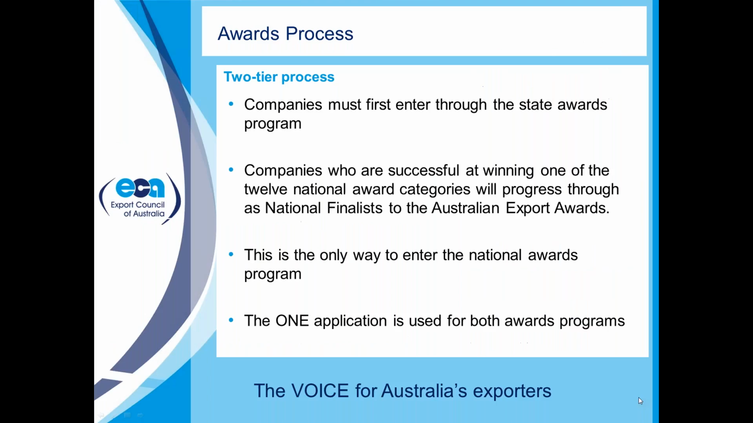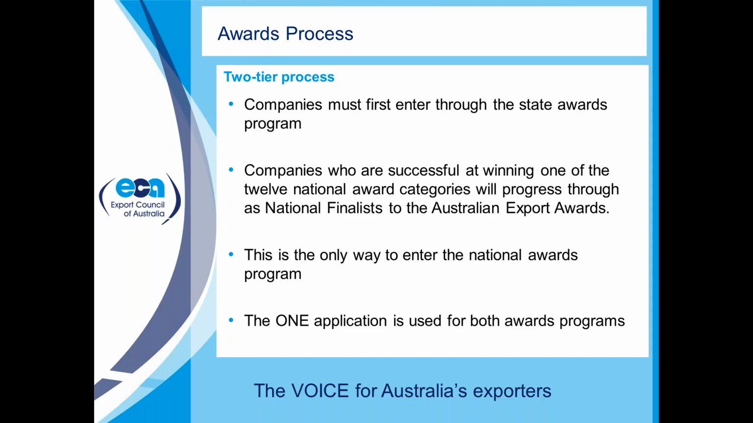First of all, I'd just quickly like to run through how this program works for those of you that are new to the program. It is a two-tier process. This program runs simultaneously across every state and territory in Australia. There are 12 industry-specific categories, which I'll talk about in a minute.